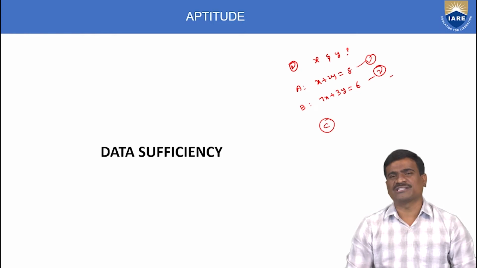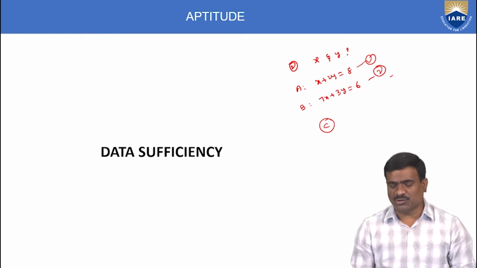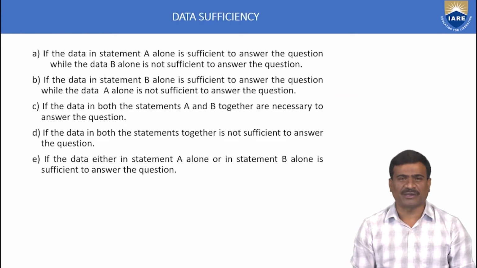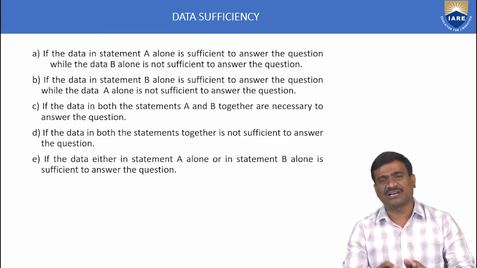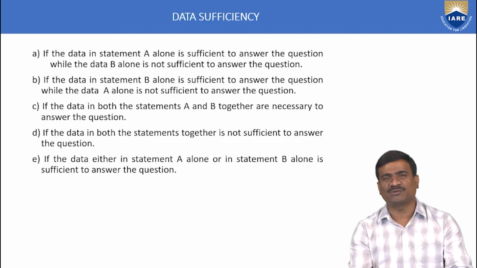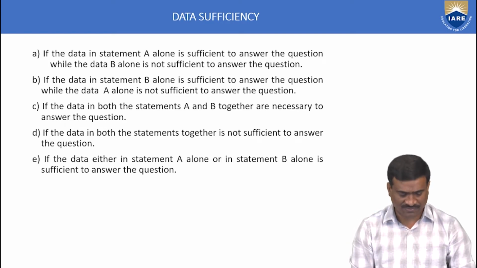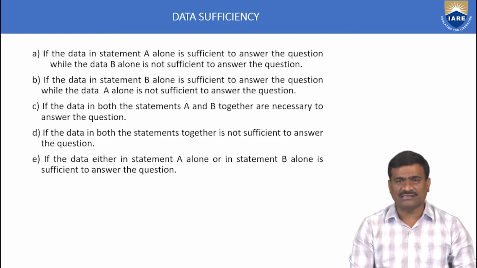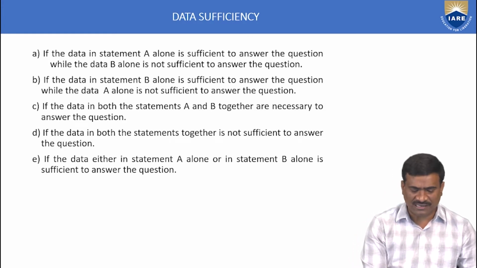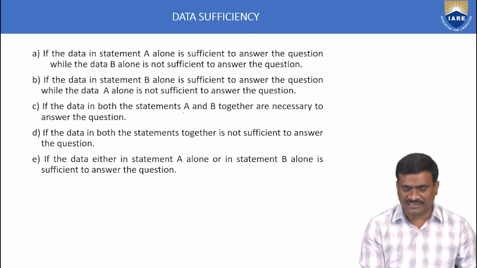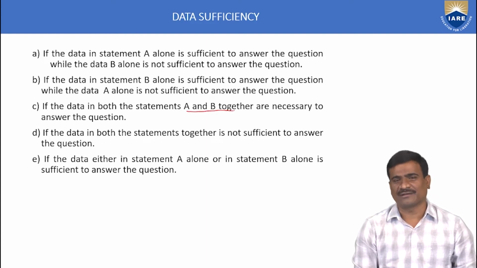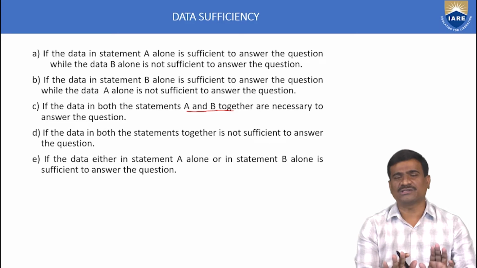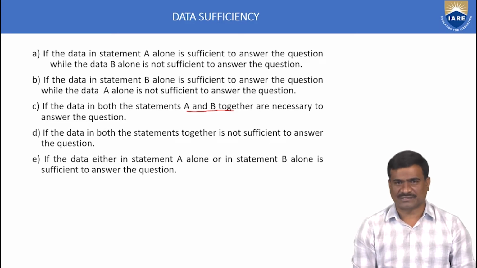Very simple concept. Only this information is important, and it is applicable to all the examples in data sufficiency. Here is the second concept solution. Option C, if the data in both the statements A and B together are necessary to answer the question. This is about the data sufficiency concept.